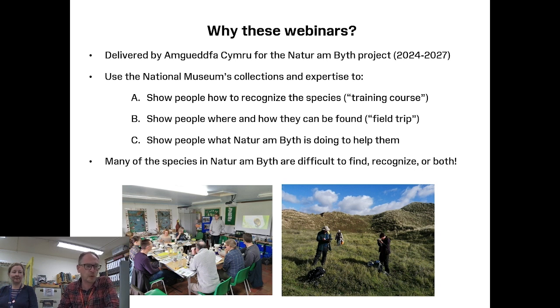Secondly, to show people where and how these species can be found. Often knowing exactly where to find them is the key to success. So that'll be a bit like a field trip to some very hard to reach parts of Wales in many cases. And thirdly, to show people what the project Nat Tran Byth is doing to help them.